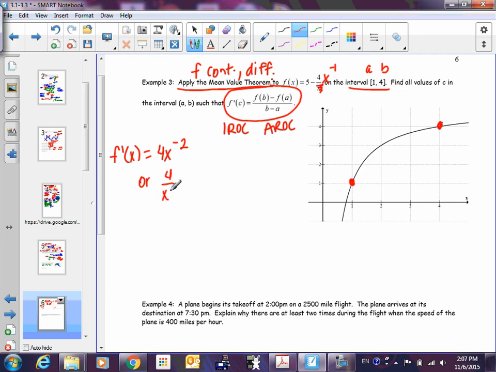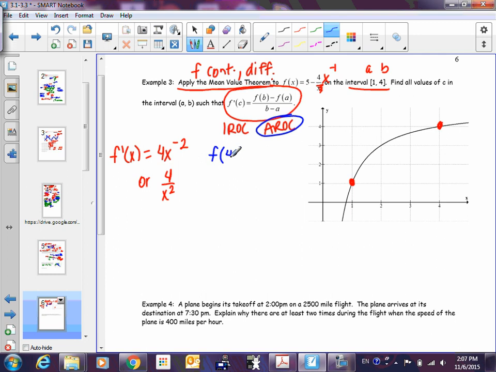Okay, I got 4x to the -2. If you have a negative in front, don't forget the whole negative times a negative is a positive. And I rewrote it as 4 over x squared because I'm about to set this thing equal to a fraction. And so it's only going to help me if my derivative is a fraction. Okay, so now let's do the AROC piece.